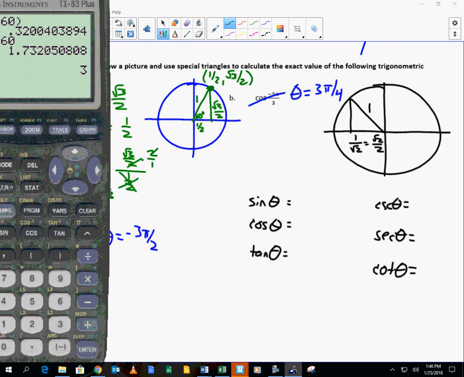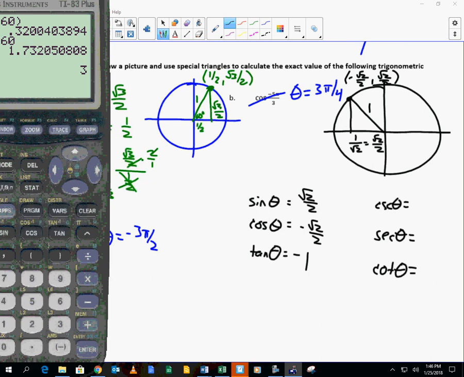Now, you might say to yourself, why is that important? You're going to see as we work here why that's important. So what's my terminal point? So what's the sine value? Root of 2 over 2. What is the cosine value? Negative root of 2 over 2. What is the tangent value? Negative 1. Does that make sense? If you divide those, you get negative 1.